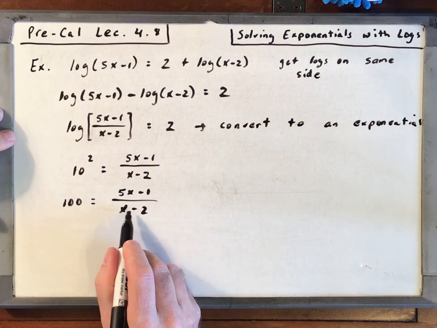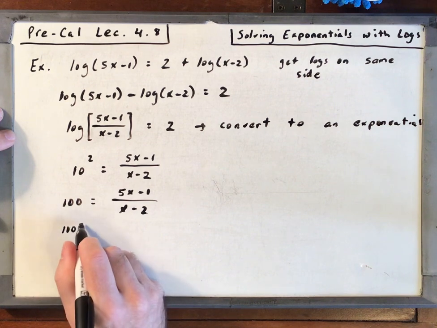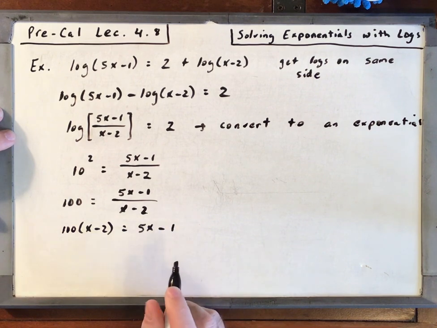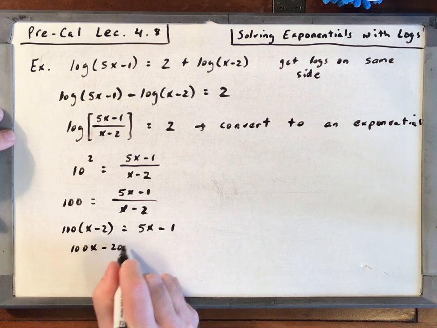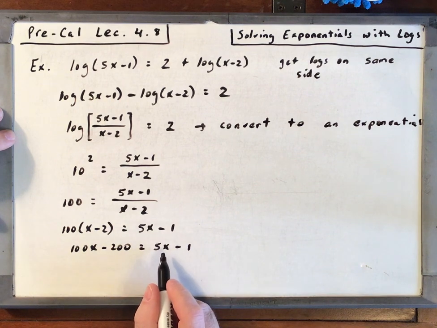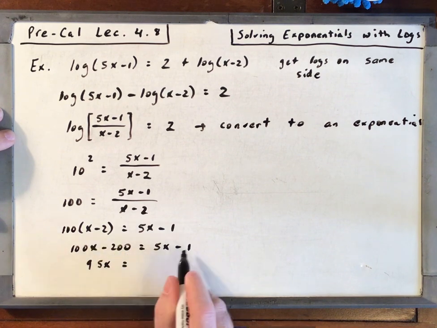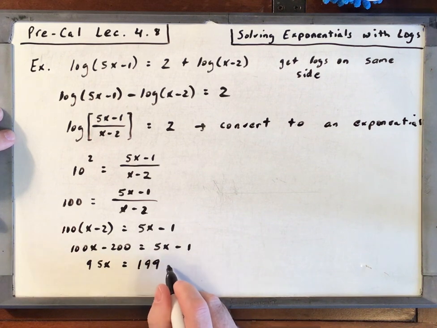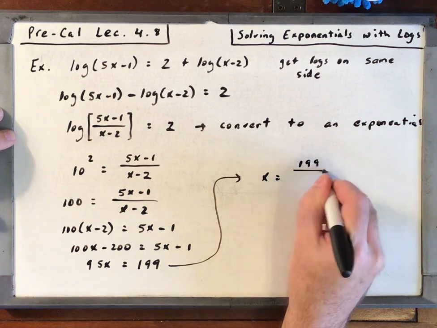Now let's multiply both sides by x minus 2 to get rid of the fraction. So I've got 100 times (x minus 2) equals 5x minus 1. 100x minus 200 equals 5x minus 1. Let's get the x's all to the left, so subtract 5x. I got 95x. Add 200 to both sides, equals 199. So x is equal to 199 over 95.